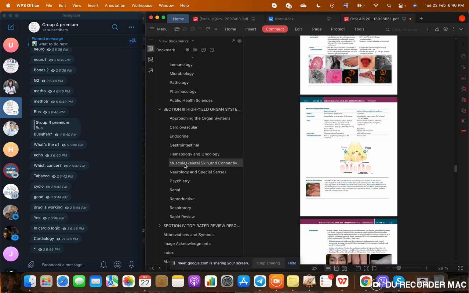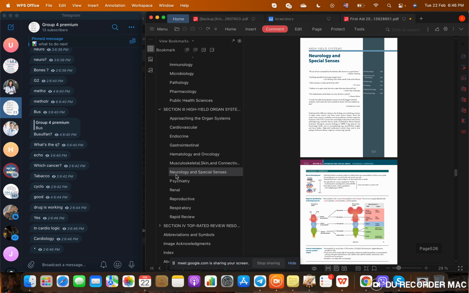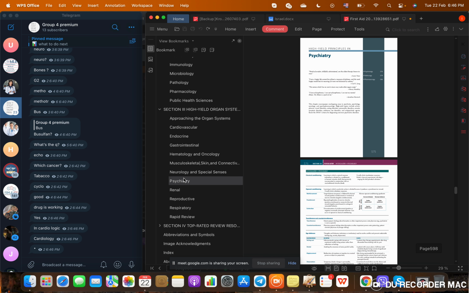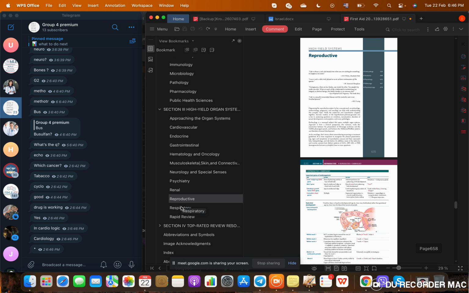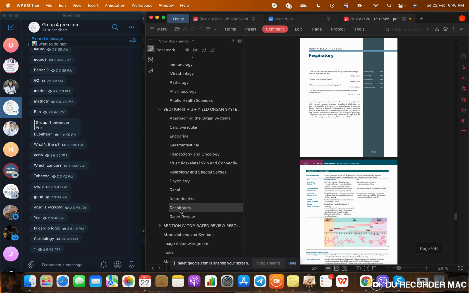So after MSK, we have neurology, psychiatry. Neurology is a bit long, so that will take a couple of weeks, but psychiatry is super small. It will take a couple of days. Reproductive will take a week, while respiratory will take 3 days. That's what's cool about the systems we have left.